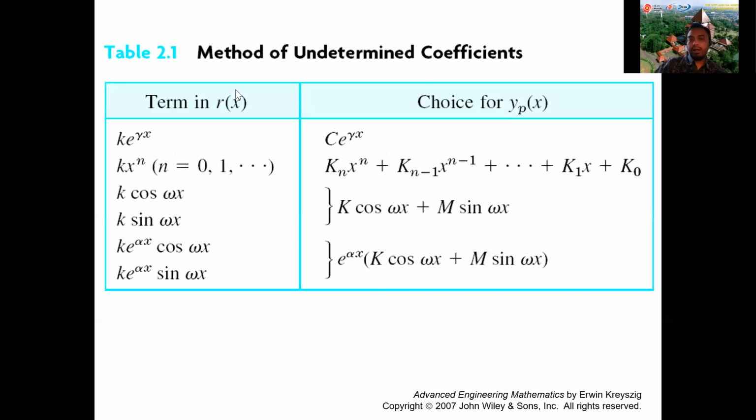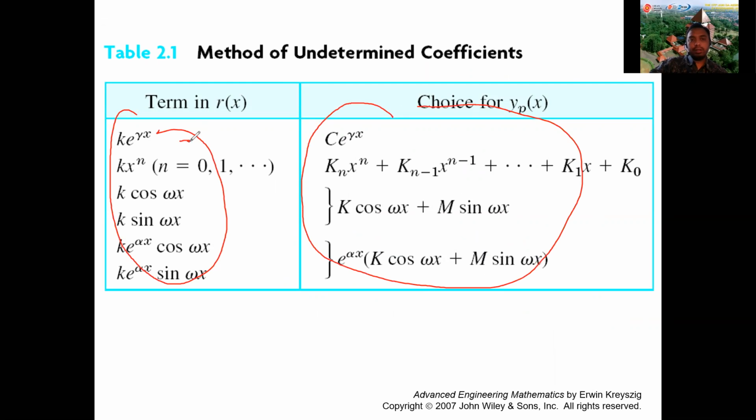So if r(x) is one of the functions on this side, then it has a corresponding choice of yp on this side. So if this is, for example, y'' + 2y' + 3y equal to, let's say, e to the power of 2x, then your choice of yp is equal to c e to the power of 2x in our case.